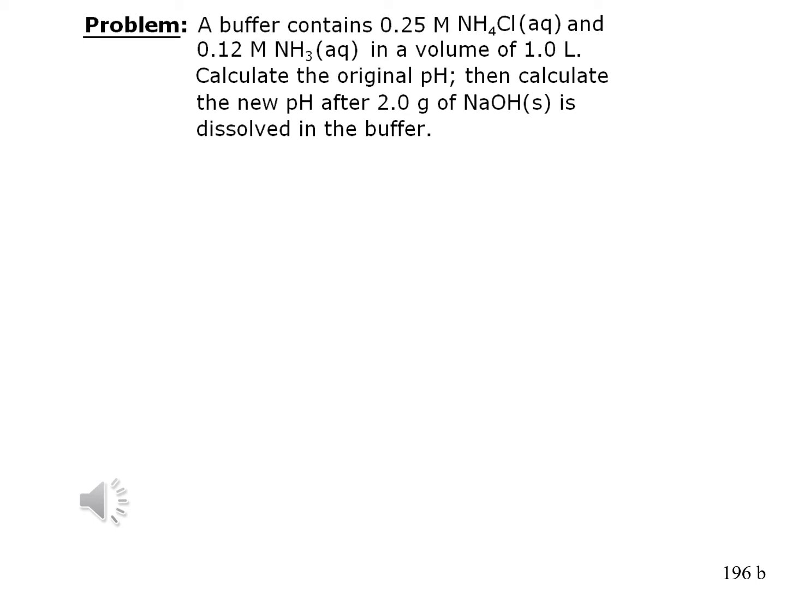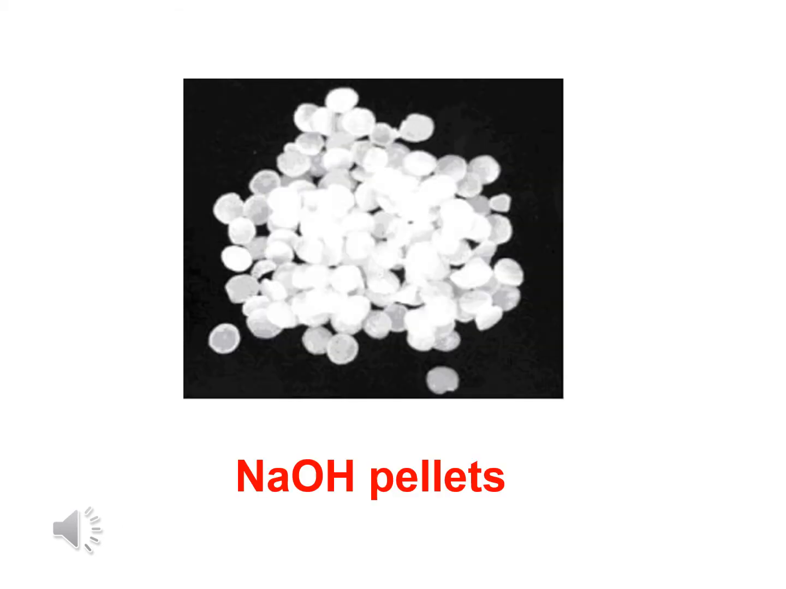So I want to calculate the pH that we're starting with, and then I want to calculate the new pH after you add 2 grams of sodium hydroxide solid to the buffer. So is this, first of all, going to change the volume much? This is a picture of what sodium hydroxide actually looks like. You really can't crystallize it because there's too much carbon dioxide and water, and it comes in the form of pellets. Probably a few of these pellets would add up to 2 grams.